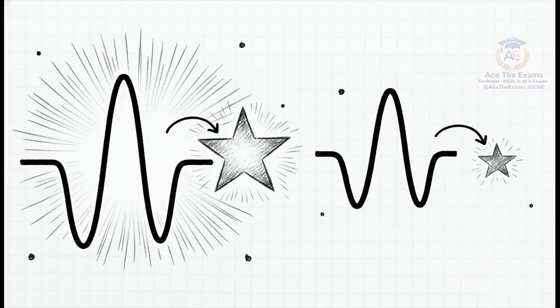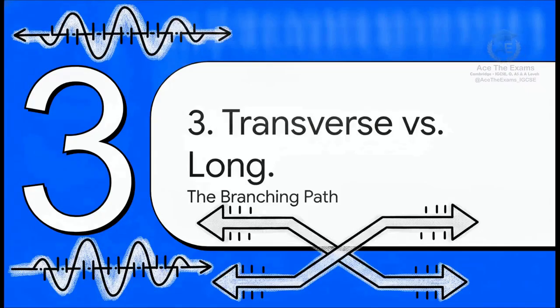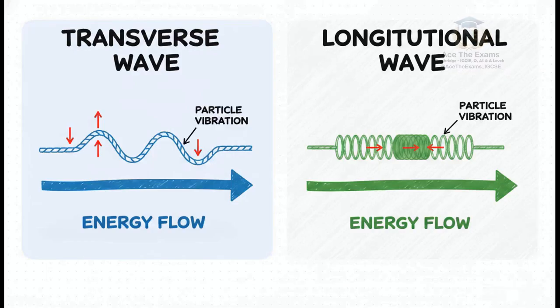Moving on to Section 3, transverse versus longitudinal waves. Because not all waves move matter in the exact same way. When energy travels, the particles it interacts with can oscillate in one of two directions relative to the flow of that energy. In transverse waves, the particles vibrate at right angles, so perpendicular to the direction of energy transfer. But in longitudinal waves, like a sound wave traveling through the air, the particles vibrate back and forth parallel to the direction of energy transfer.